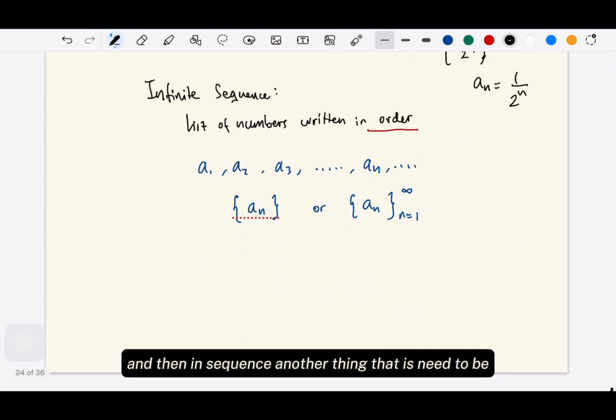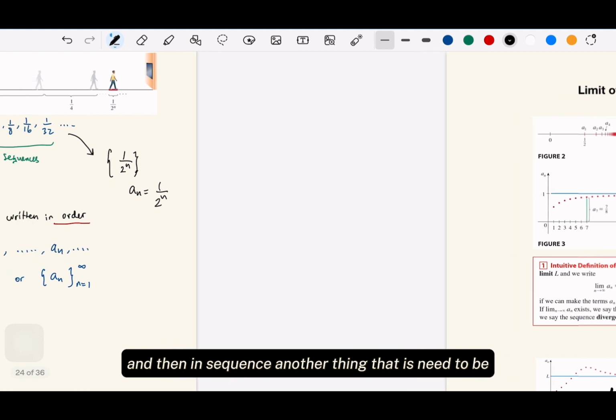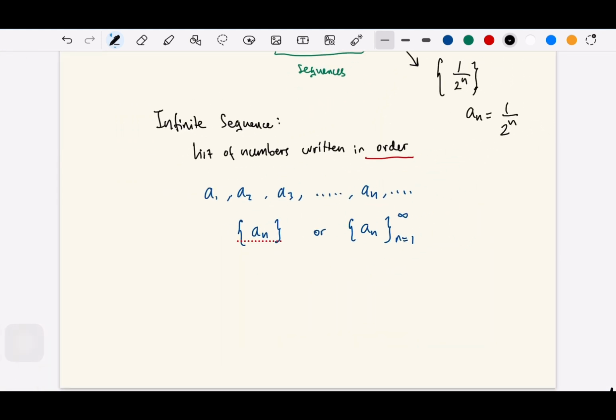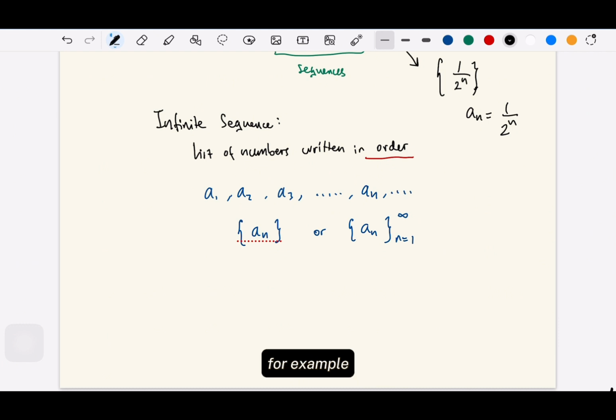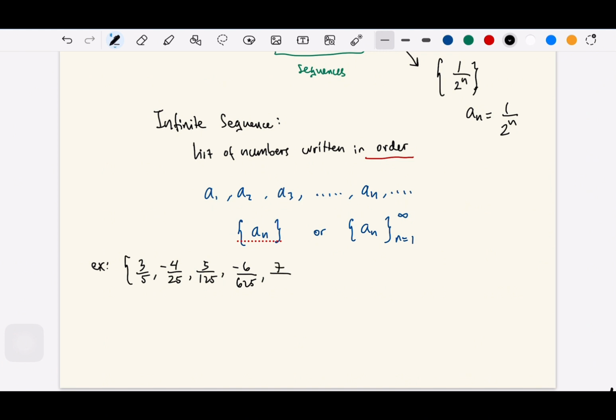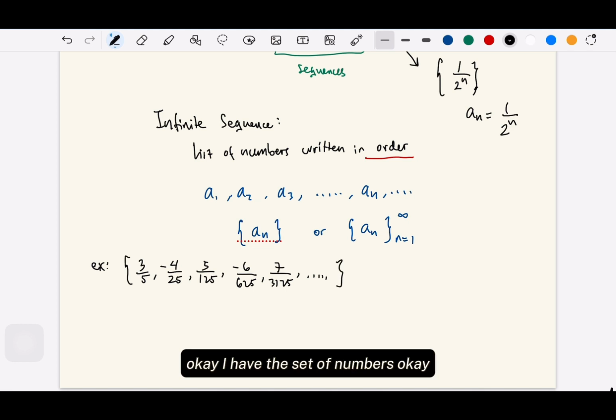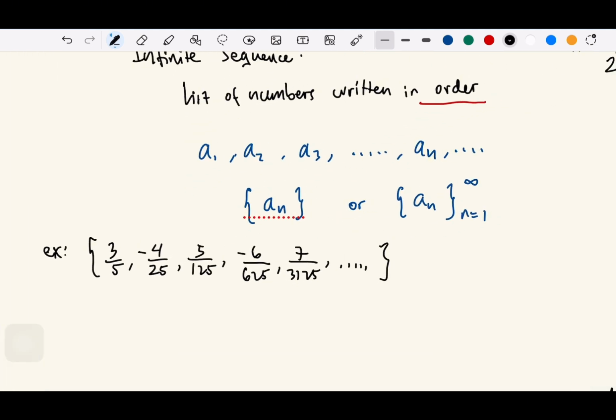And then in sequence, another thing that needs to be observed is how to find the pattern or formula. For example, if we have 3/5, okay, I have this set of numbers.